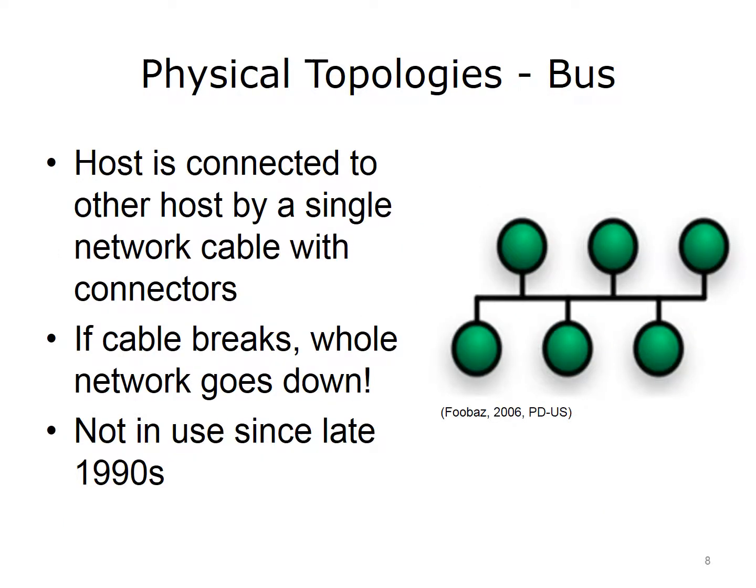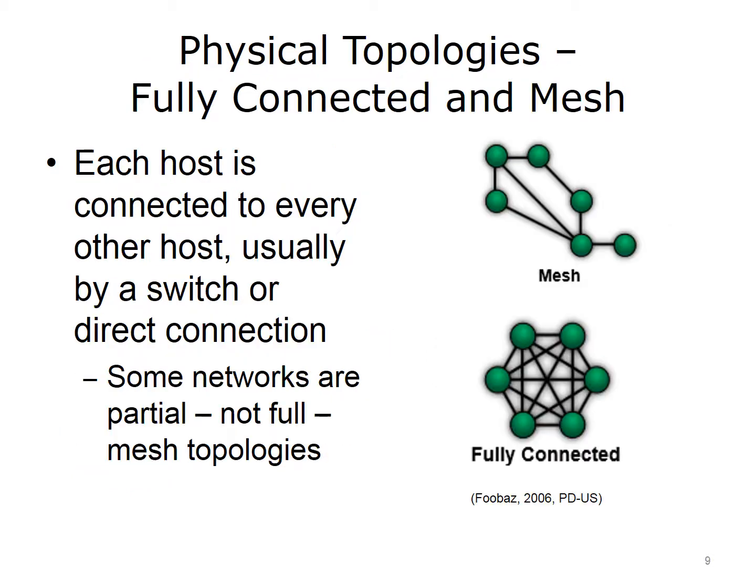One physical topology is known as a bus. In the figure on the slide, each host is connected to every other host by a single network cable with connectors. Each green dot in the figure represents a host. If any cable breaks, then the whole network goes down. Obviously, this type of network was not very reliable or scalable and has not been in use since the late 1990s.